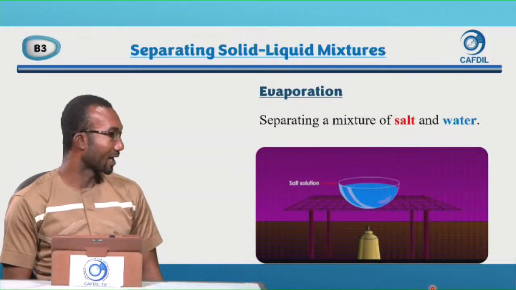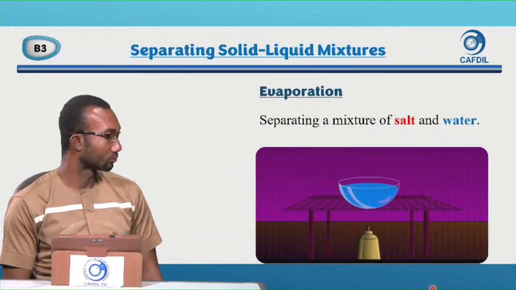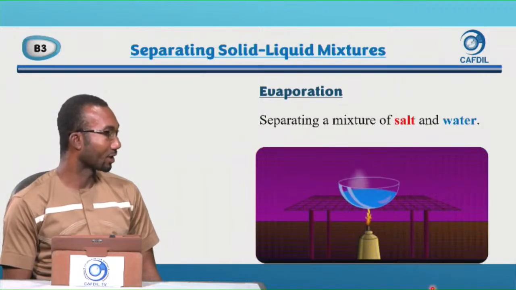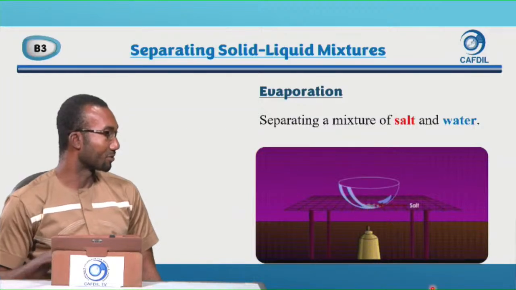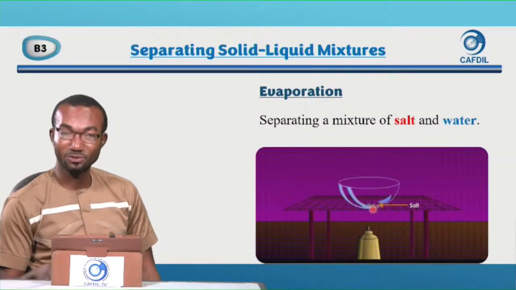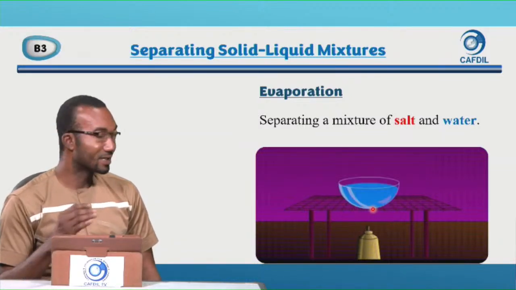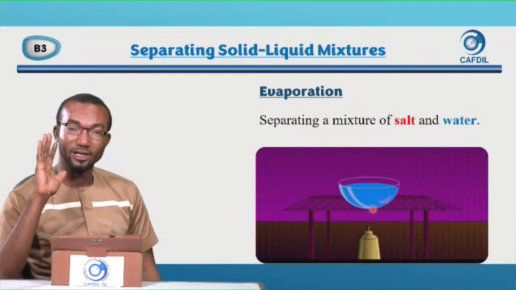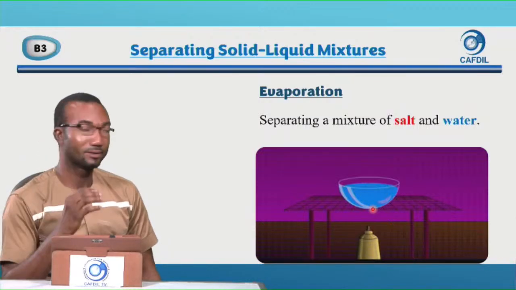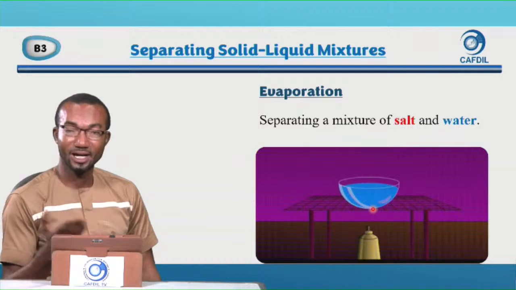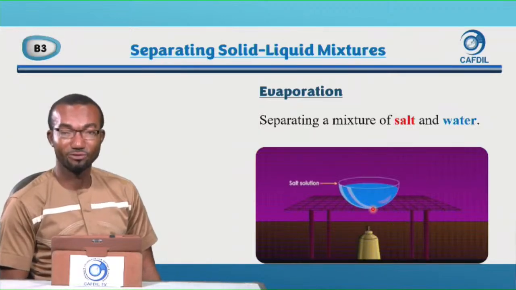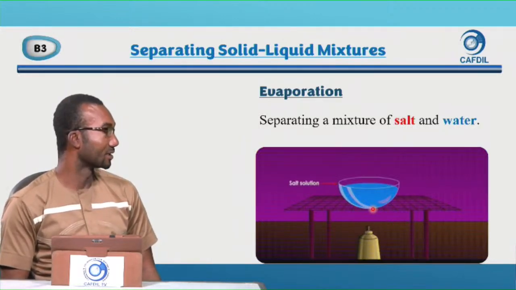So we will light the Bunsen burner, and then it will heat the solution. All the water will evaporate, and if it evaporates, we will leave the salt behind. So the salt was not lost, it was still in the water. The heat made the water evaporate, and then we get the salt at the bottom of the evaporating dish. So this is how we do it.